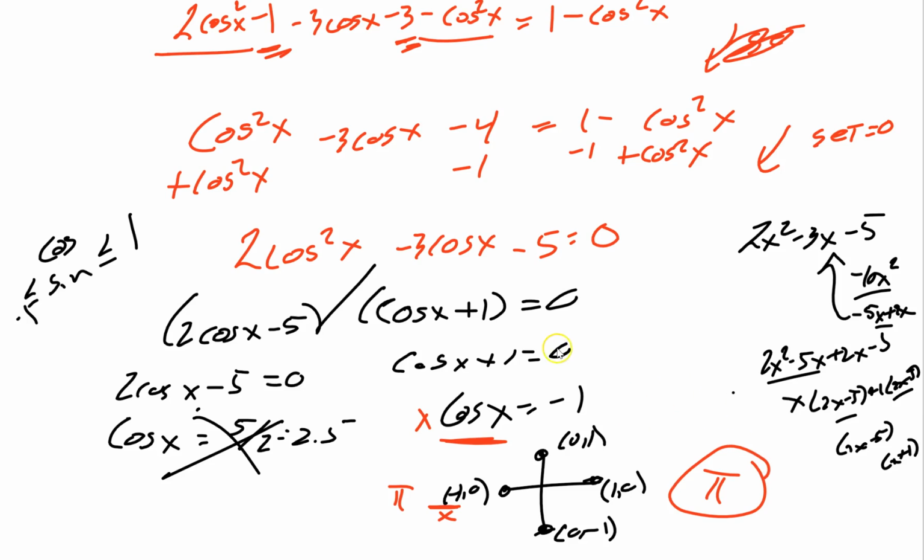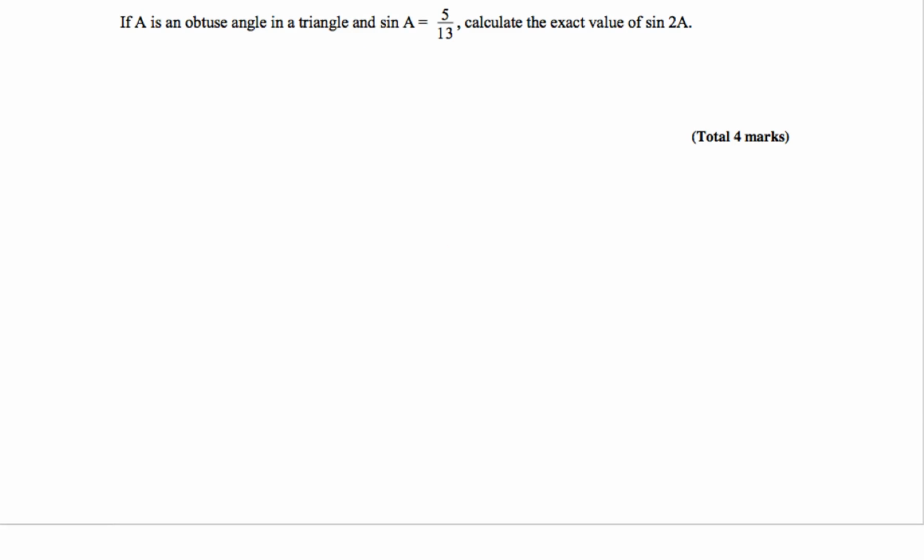Okay, one last one. Good news, it's my favorite. I love the type of question. Ivy loves to ask it too. So it's a win-win. And the question is, if A is an obtuse angle in a triangle and sine of A equals 5 over 13, calculate the exact value of sine of 2A.